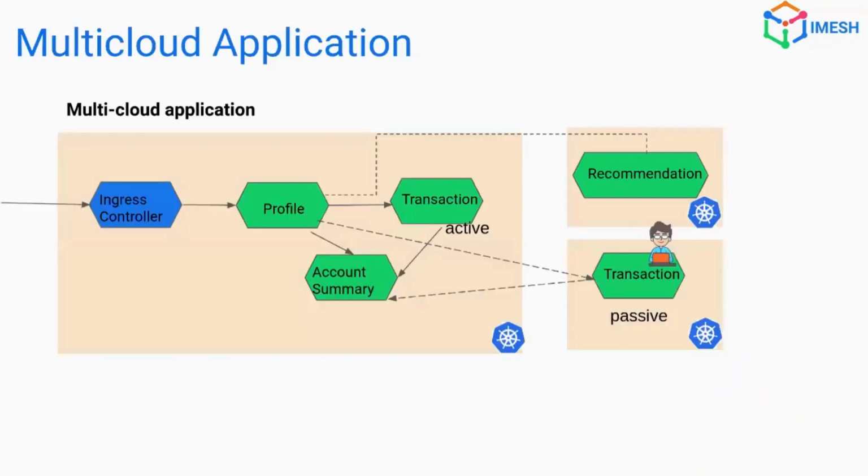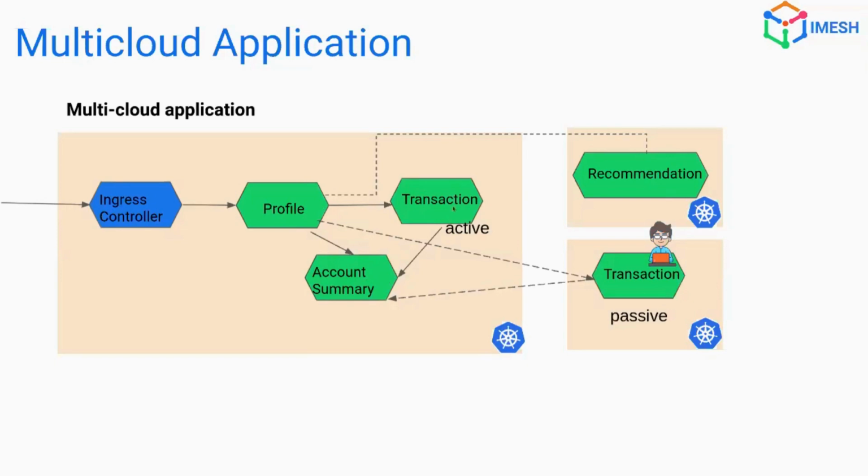First of all, let's look at a sample multi-cloud application. This is a banking application. As you can see, the user enters through an ingress controller or a gateway. Through this, they hit the profile endpoint, and this profile endpoint will start communicating with the recommendations engine as well as the account summary service. And anytime they make a transaction, it will go to the transaction service.